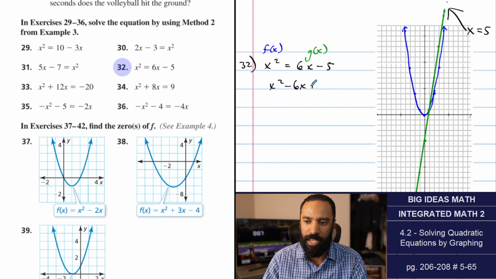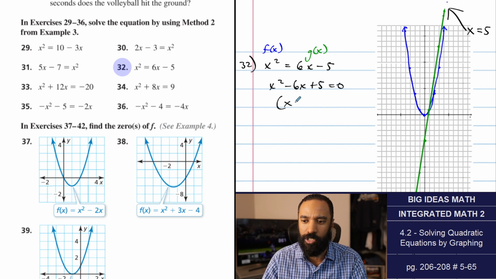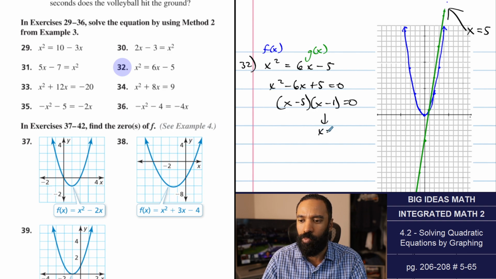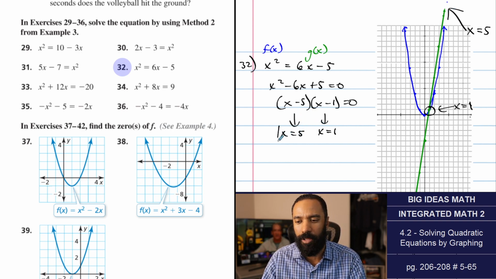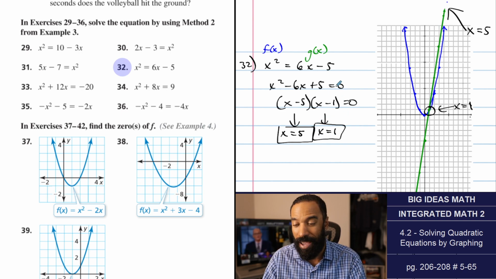x squared minus 6x plus 5 equals 0. This factors to x minus 5 times x minus 1. Now we saw x equals 1 right here. x equals 1. x equals 5 is later up there. So once again, a little bit off my graph. I apologize. There's really nothing I can do about that with my scale.